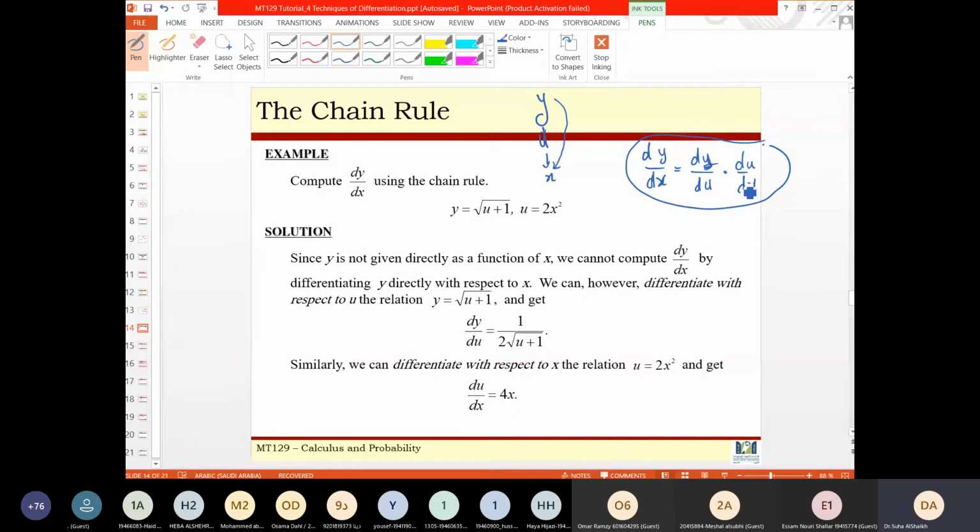Now you can check this example. They want you to find dy by dx using the chain rule. y is equal to the root of u plus 1. You can see y is a function of u. So how do they want me to get the derivative with respect to x? Because u is a function of x. Do you understand the idea? You get the idea.